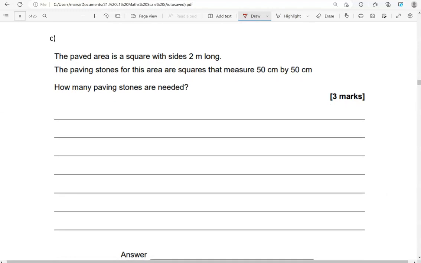The paved area is a square with sides 2 meters long. The paving stones for this area are squares that measure 50 centimeters by 50 centimeters. How many paving stones are needed? 1 meter is equal to 100 centimeters, so 2 meters will be equal to 200 centimeters. So this is a square. So 200, how many 50s fit into 200?